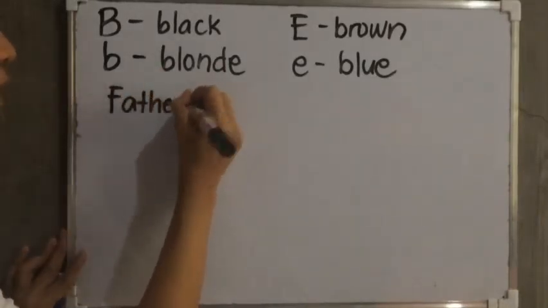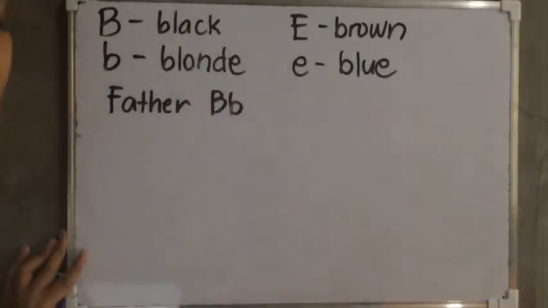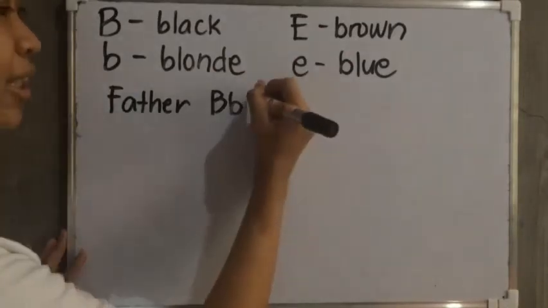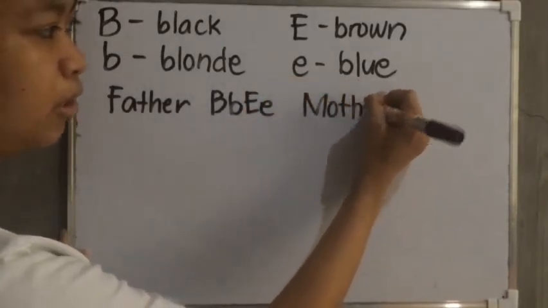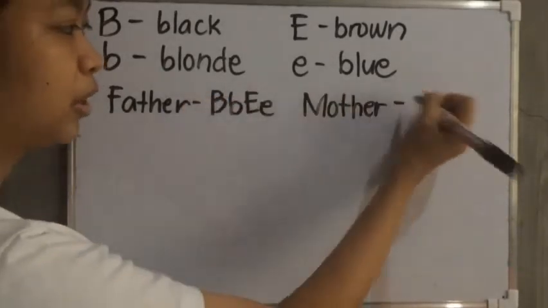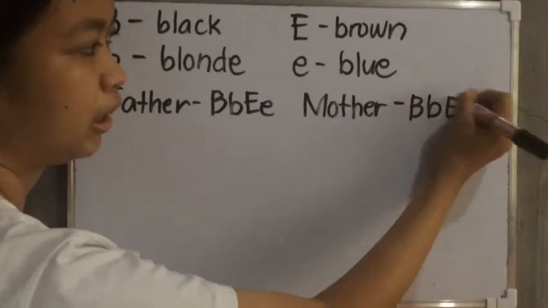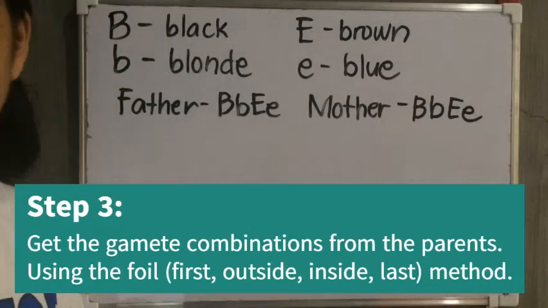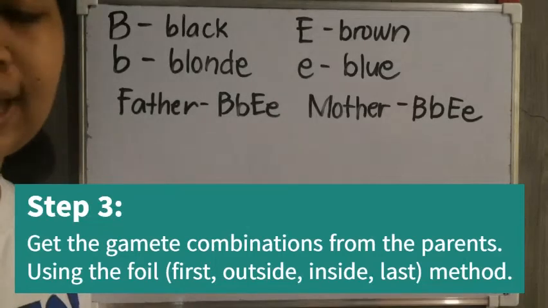So for the father, we have heterozygous black hair, so one capital and one small. And also, we have here heterozygous for brown eyes, capital E and small letter E. So since they are both heterozygous, same lang sila ng set of gametes or ng genes. So for the mother, ganun din, capital and small, dominant and recessive, and then dominant and recessive. For step 3, you need to get the gamete combinations from the parents using the FOIL method. So first, outside, inside, last method.